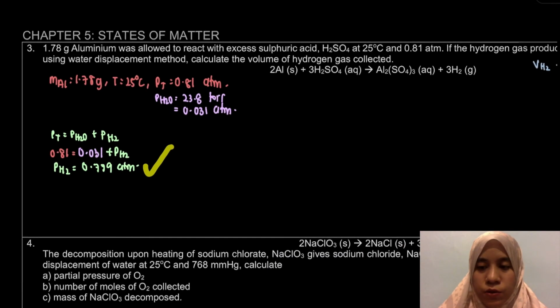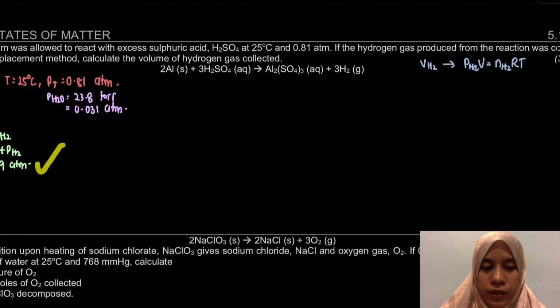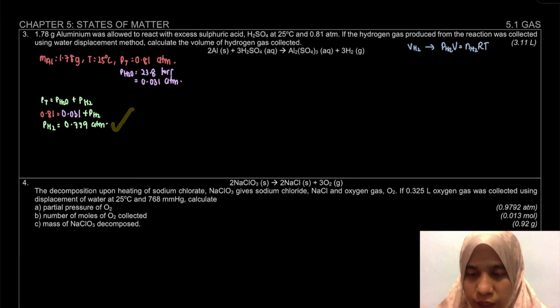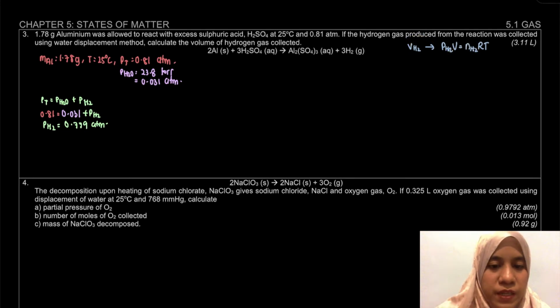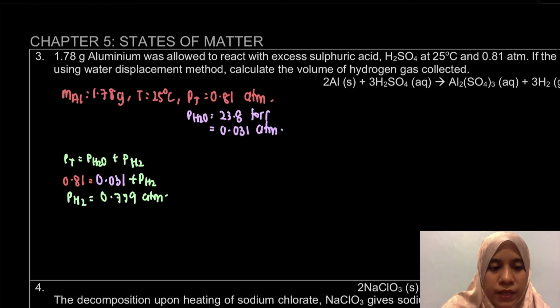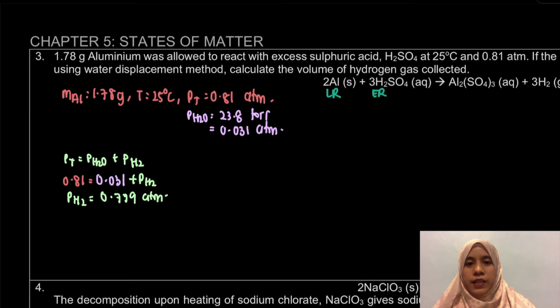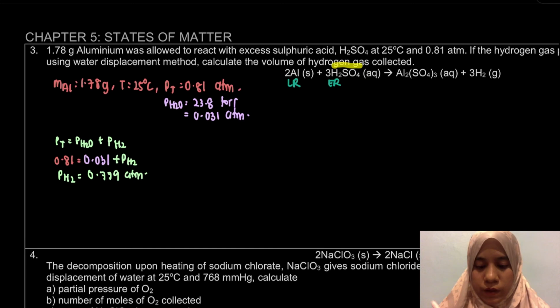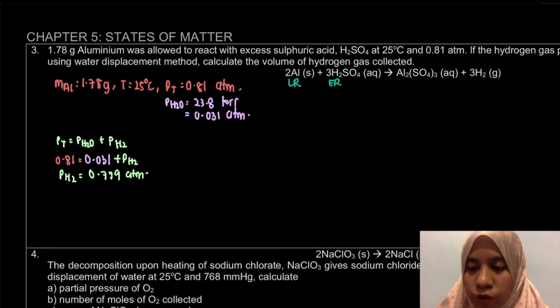Okay, so from here kita question nak volume. So pressure kita dah ada, volume yang nak cari. Okay, number of mole. Macam mana nak cari number of mole? Kat sini dia hanya bagi dekat kita mass of aluminium sahaja. But we know that aluminium was allowed to react with excess sulfuric acid. So it means that this is my limiting reactant. This is my excess reactant. So kita kena cari how to find out the mole of H2.